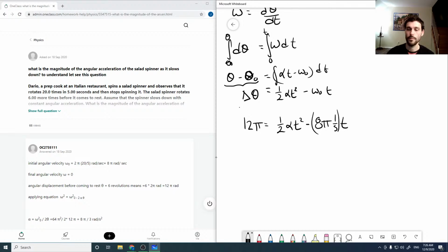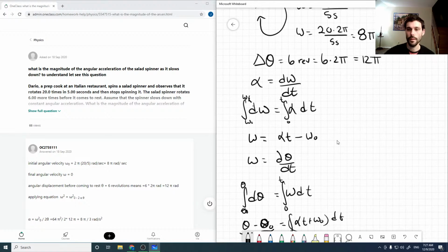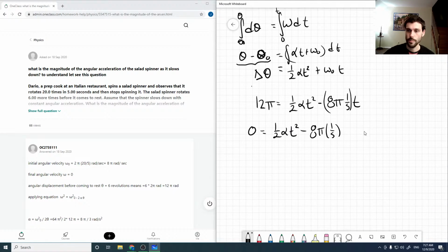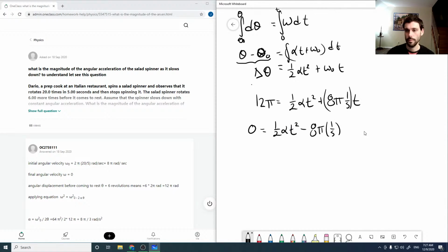Okay. So rearranging this, we would have 0 is 1/2 alpha t squared minus 8 pi per second. Why is that minus? Oh, that should be plus, sorry. Yeah, this should have been plus up here. My apologies. So this should be plus and plus. There we go. And minus 12 pi.